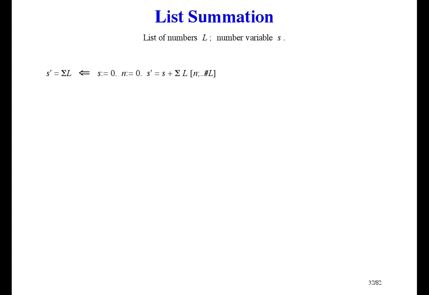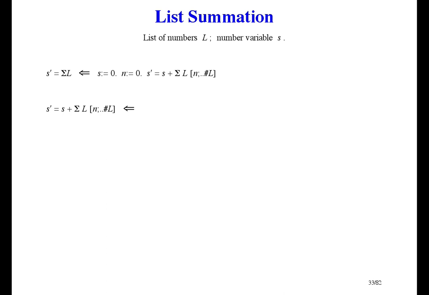Now, we can say we have solved the problem S prime equals sum of L because we have refined it. But we haven't refined it by a program. Part of it is program, but there's a specification that's not program yet. It still needs to be refined.